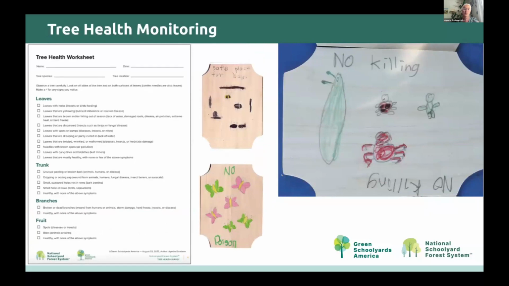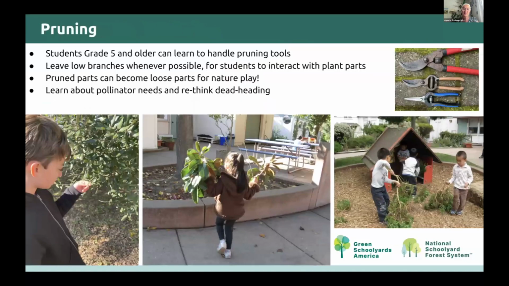They can also monitor the trees for their health. There's a checklist in our educator resources I'll show you later. They can help research alternatives to chemical pesticides and do experiments themselves to figure out what's needed, while also learning about natural plant defenses, and perhaps nothing is needed to be done. Depends on the situation. Students grade 5 and older can also help with pruning, and they can learn to handle pruning tools when it's appropriate, and especially if they obviously have enough supervision.